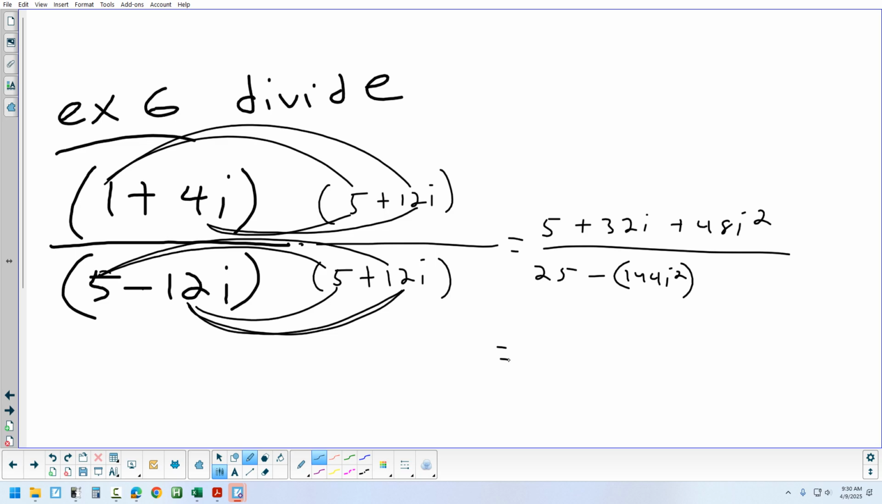Now, when you do this, you are going to be left with an i in the top. That's fine. But you should not be left with an i in the bottom. Okay. i squared, I'm just going to put it above it, is negative 1. What's 48 times negative 1? So that's really 5 plus 32i minus 48. And we just said this, i squared is negative 1. What's negative 144 times negative 1? Positive 144.